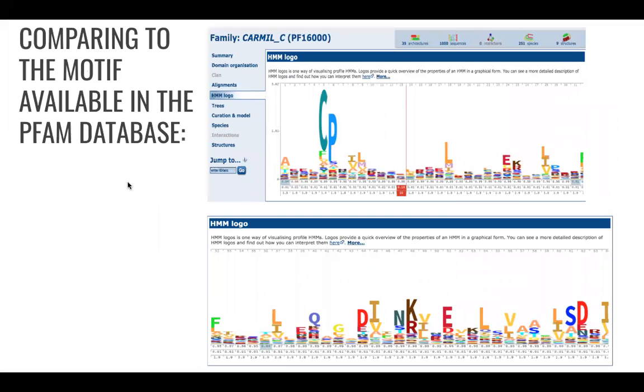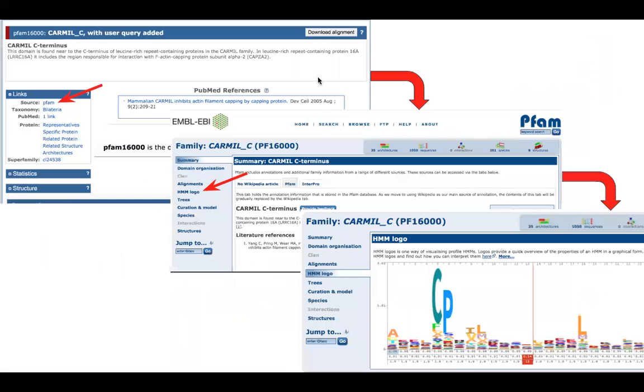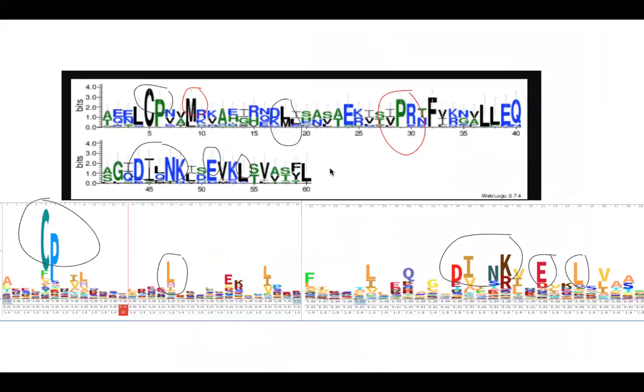And to compare, I also found the Pfam database sequence logo motifs. I found that by first starting at the Caramel C CDD page, selecting Pfam, and then selecting HMM logo, and then I put them side by side. So as we can see, there are some similarities circled in black, and there's a lot of other differences.